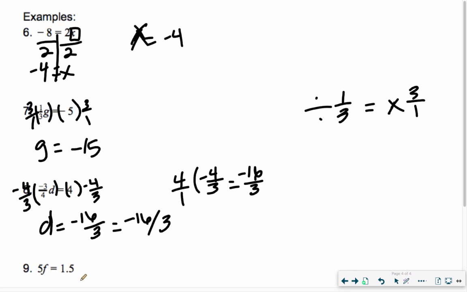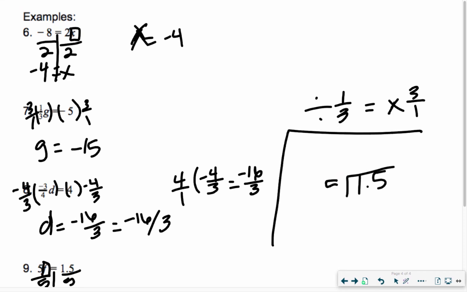All right, last one, including some decimals. So I have my f here that I'm trying to isolate. I also use some different variables so you know it's not always x. This is multiplication, so I'm going to divide by 5, divide by 5. So I need to divide. All right, 1.5 divided by 5. Bring my decimal up. How many times does 5 go into 15? 3. So the answer f equals 0.3 or 3/10.